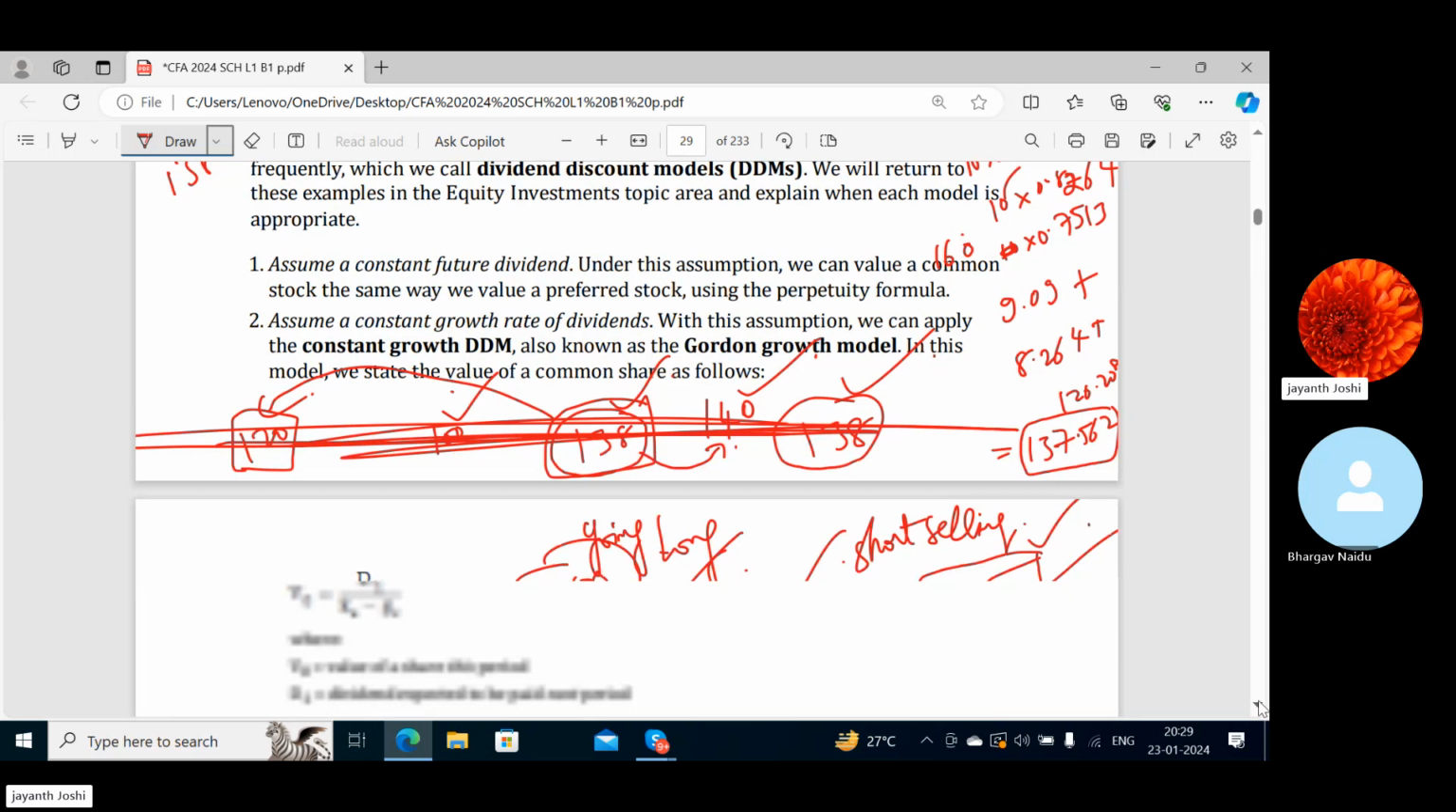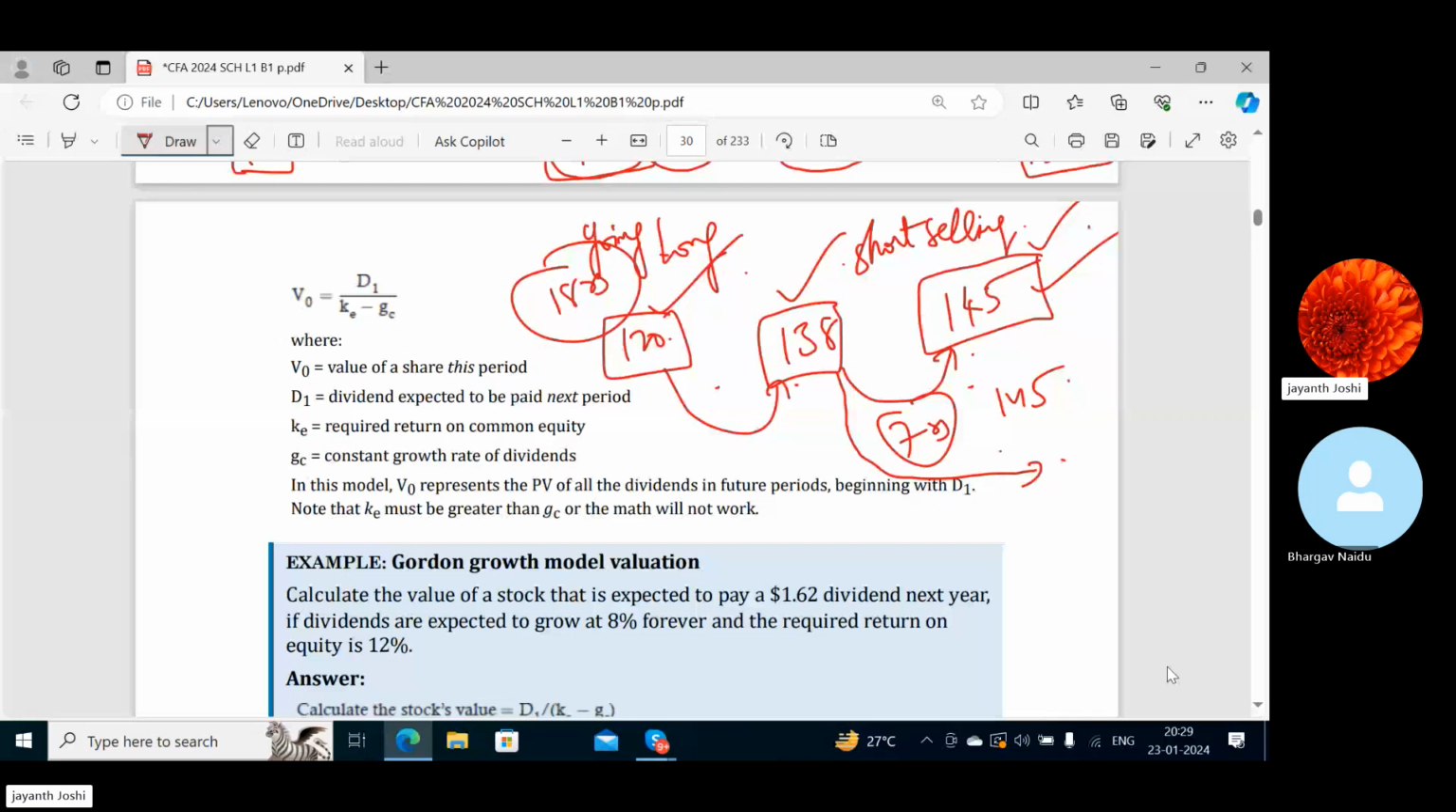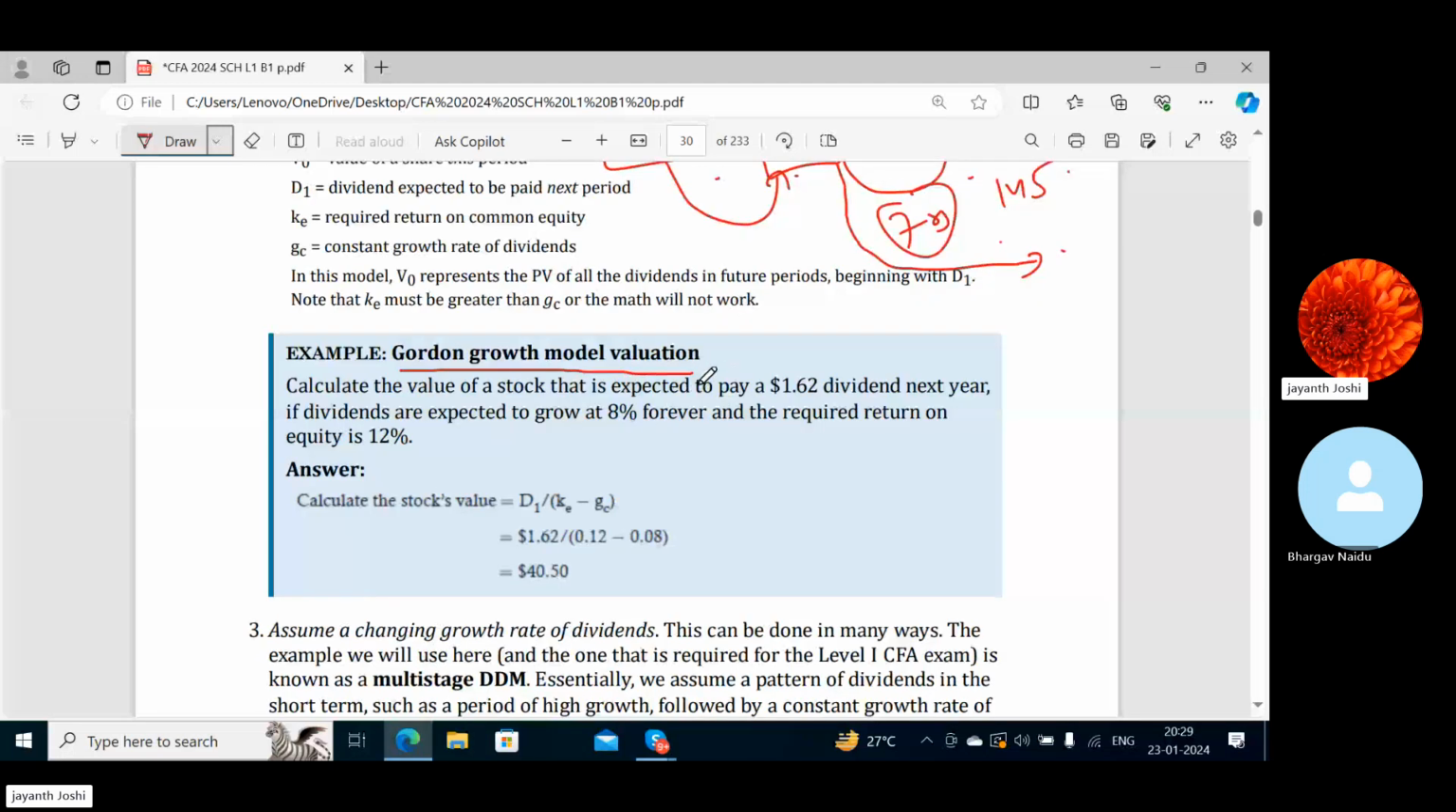See, the next is Gordon's growth model valuation. This is Gordon's growth model valuation. I'll write the formula for you. As per Gordon's growth approximation model, you want to find out the value of a stock as on today.